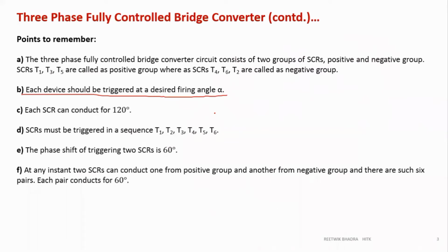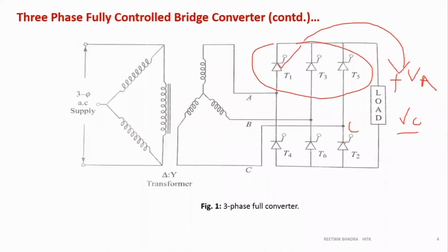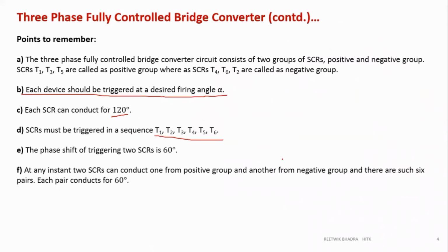If the second SCR conducts, then there is a phase change, and between two phases the gap is how much? 120 degrees. The third point we just discussed: how should we trigger? We should trigger in the sequence according to the numbers. So numbering is very essential. Again, I'm telling you, numbering is very essential. So 1, 2, 3, 4, 5, 6 will be the triggering sequence. First 1, then 2, then 3, then 4, then 5, then 6. All of these should be triggered.